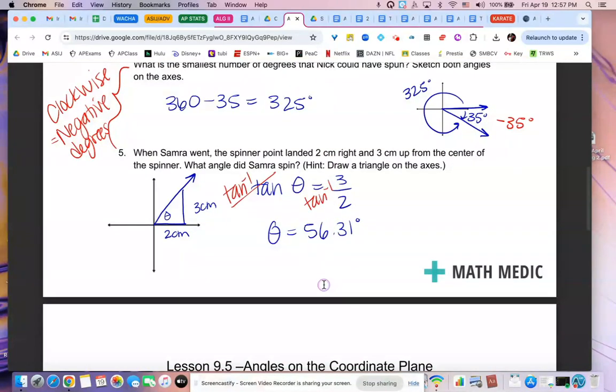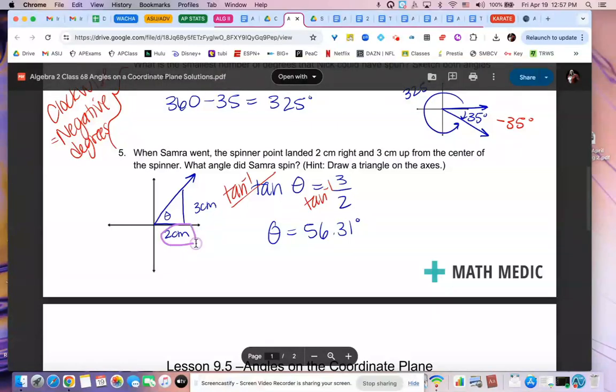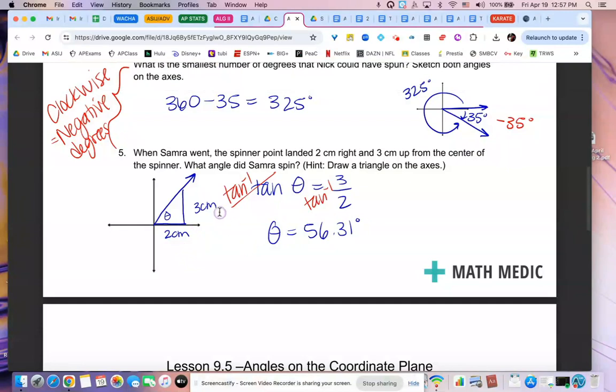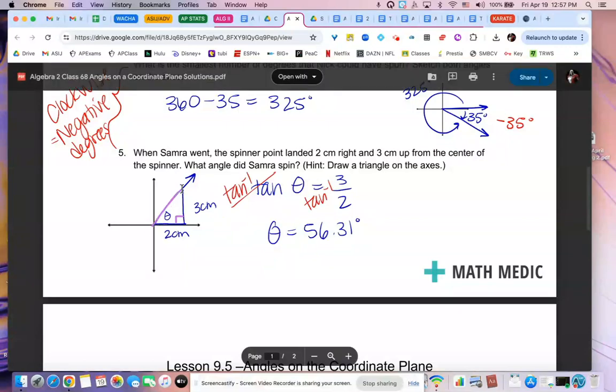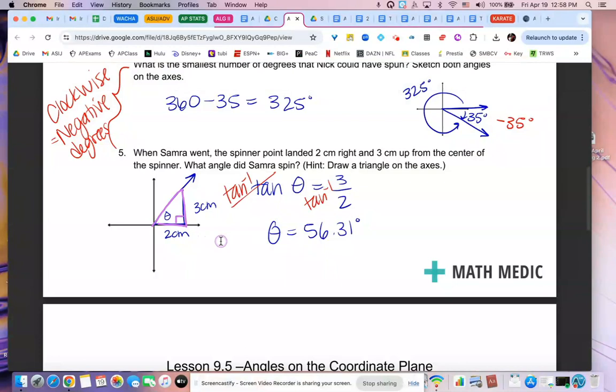All right, so let's see here. This next one, the spinner point landed 2 centimeters right. Okay, so that's what you see here. And 3 centimeters up, so that's what you see here. Now they didn't draw it in, but this should be a right angle. And remember I said the triangles are always going to kind of look like this, where the right angle is down on the x-axis. So that's what we're trying to make right now.